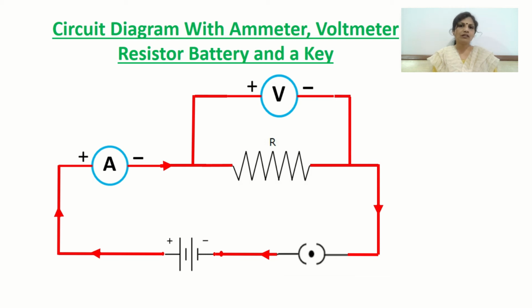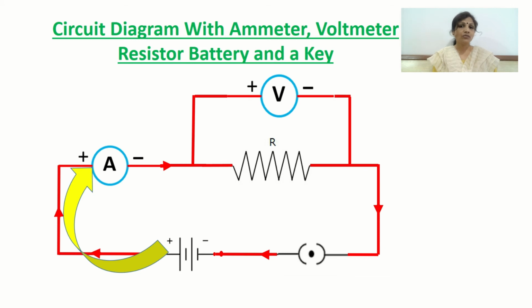Now if you observe here, the positive terminal of the battery is connected to the positive terminal of the ammeter. And when I say that the ammeter is connected in series, we have to always be careful that the positive of the battery should go to the positive of the ammeter. Then and only then we say that it is in series with the circuit.